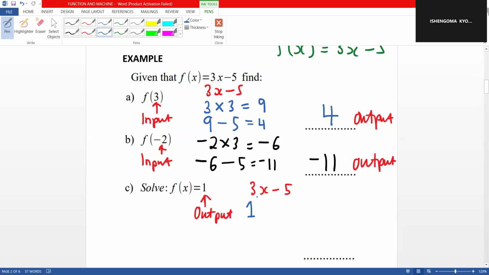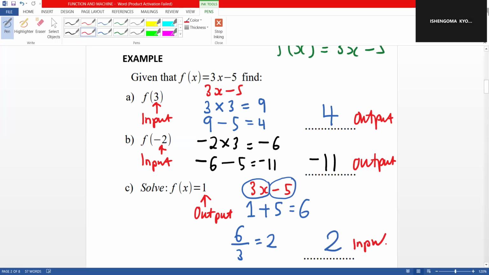Now, before we had times 3 and minus 5. So first we have to do the opposite of the last act, minus 5. So we shall plus 5 and we get 6. Then after getting 6, we have to do the opposite of times 3, and that is divide by 3, and we get 2. So now we get our input as 2.